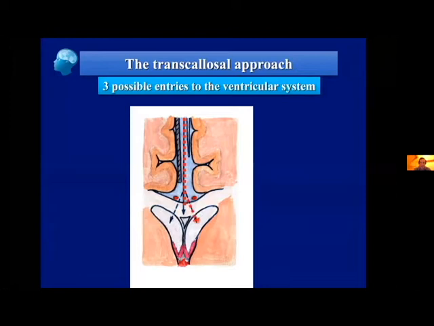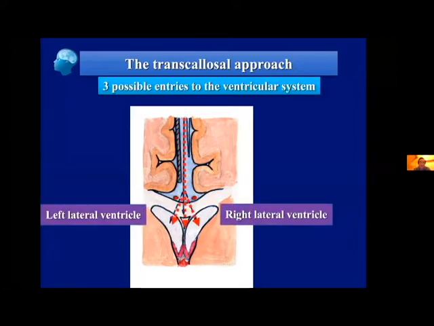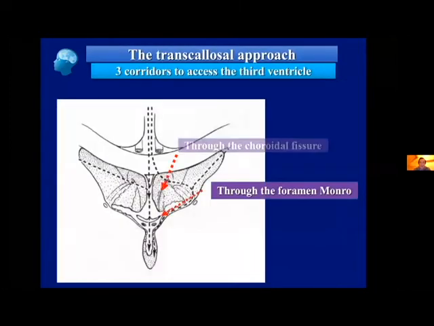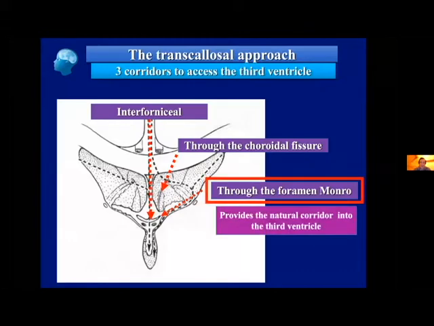As Eduardo has told, the transcallosal approach provides three possible entries to the ventricular system: through the right lateral ventricle, through the left lateral ventricle, and through the septum pellucidum. The next step is the three corridors to access the third ventricle: the intrafornical, through the choroidal fissure, and through the foramen Monro. To my mind, it provides the most natural corridor to the third ventricle.